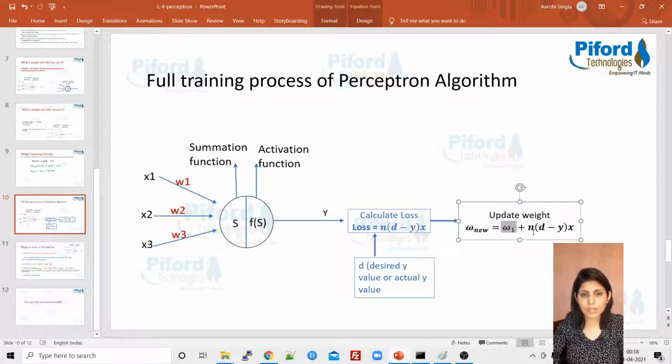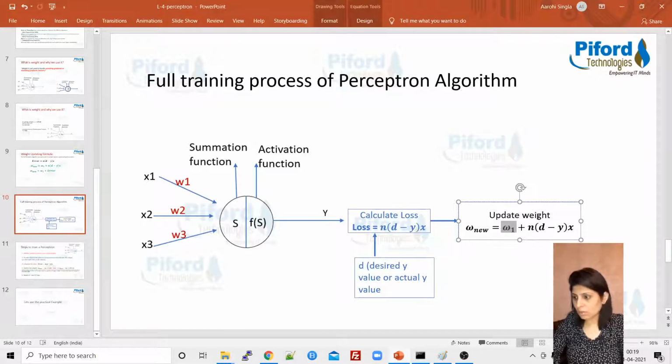The value of n means learning rate. You can define any value over here. So let's suppose I'm using 0.01 over here. D, the desired value, the actual y value, we'll get from here. This y, we just calculated over here, and x, the value of this x1. When you solve this, you'll get one numeric value over here. That value will become the new weight value.